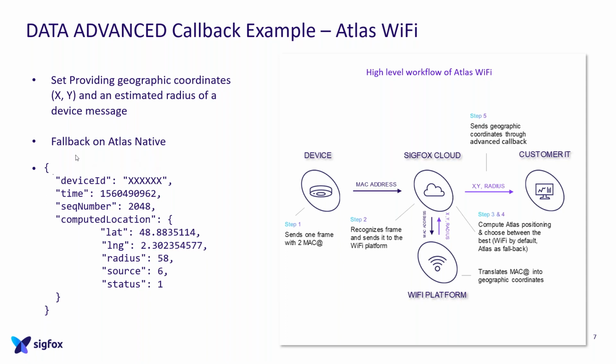I've put here a very basic JSON body of a data advanced callback. It has just the device ID, the time, the sequence number, and the particular field that is pushed in this callback, which is computed location. You have the latitude and longitude sent by the partner, the radius, a source and a status. These fields are explained in the documentation. The source says whether the location is computed through our Wi-Fi geolocation provider, through GPS, or through Atlas Native, which is the triangulation of Sigfox antennas, and then the status.